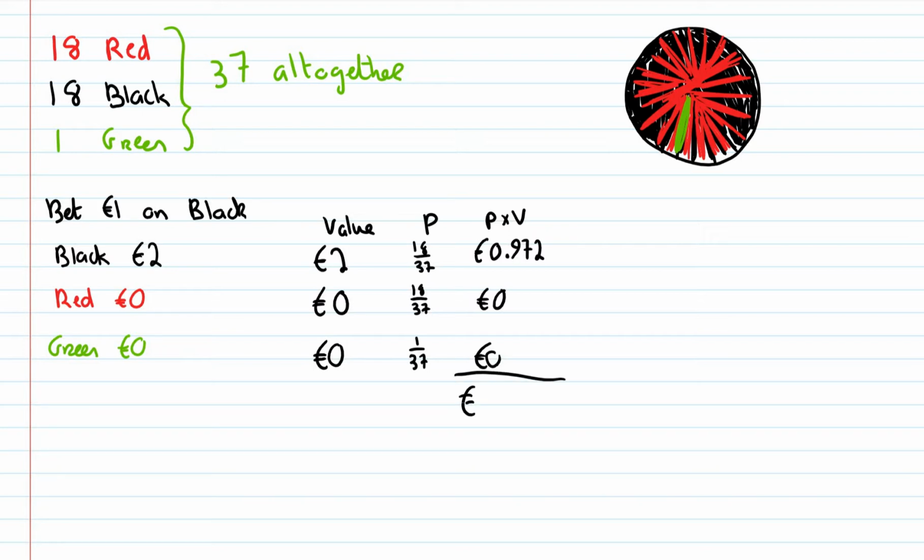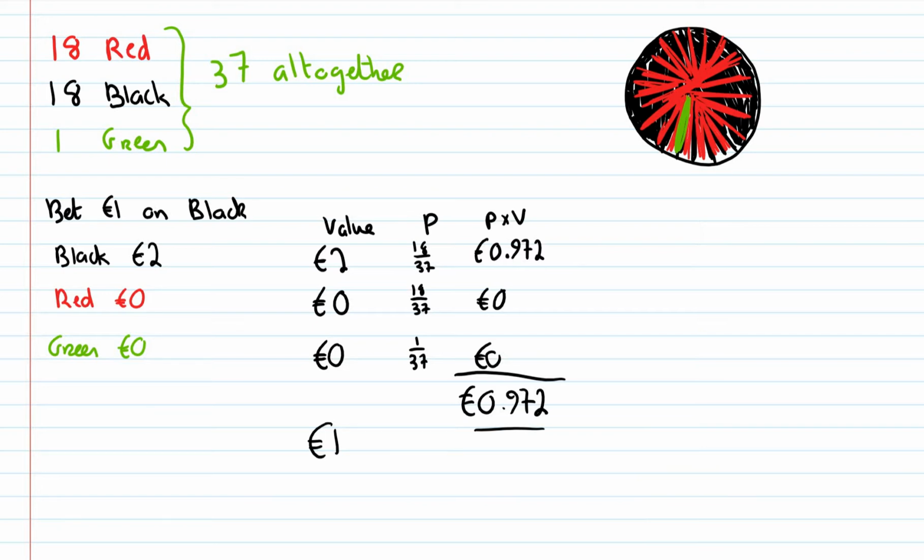So if we add that, we will get 0.972, which is not quite €1, and it takes €1 to play. So, should we bet on black? No, we shouldn't. If we do, we'll probably lose over time.